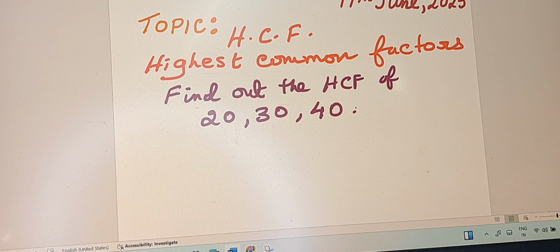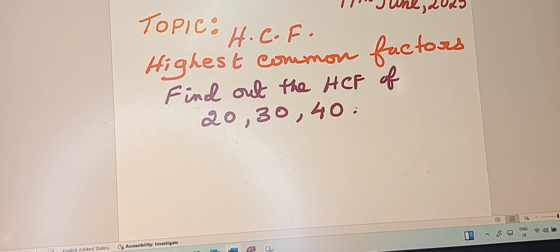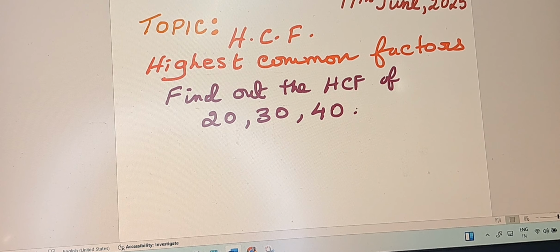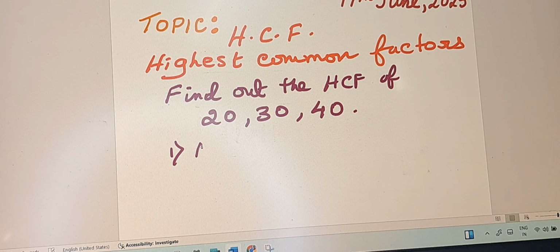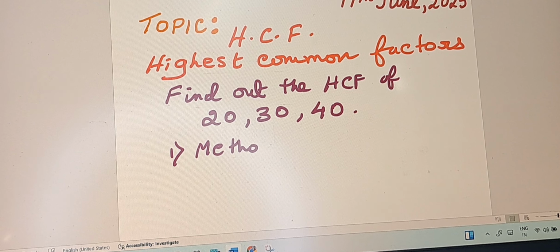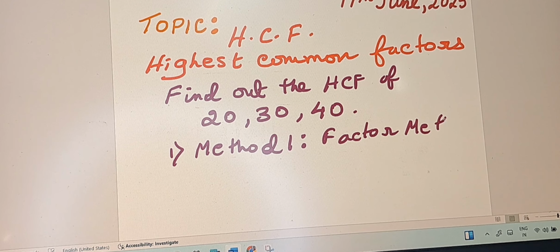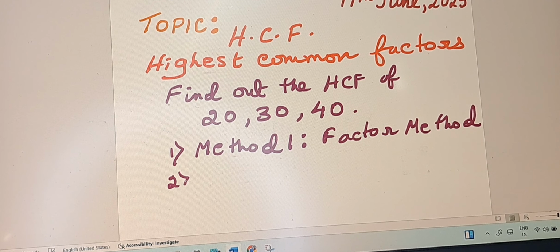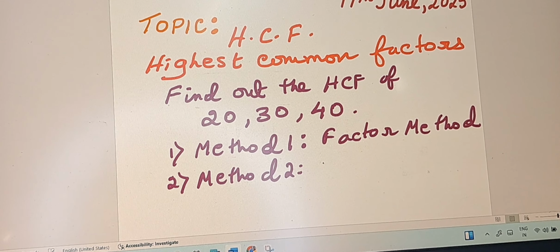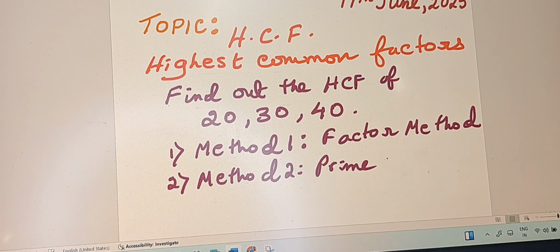Now students, there are 3 methods to find out H.C.F. The first method is called factor method. Method 1 is called factor method. What we have to do over here? We have to find out the factors. Method 2 is called prime factorization method.